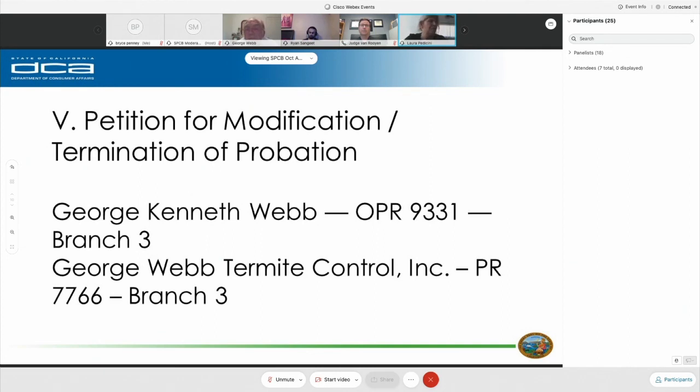Now, Mr. Webb, in your petition for modification / termination of probation, you indicated in attachment A several reasons why you felt it was warranted for you to get the relief that you're seeking and have your probation terminated. One of the things that you indicated was that your violation of the Structural Pest Control Act was not intentional, nor was it intended to deceive anyone, correct? Absolutely. Okay, but what would be different this time to ensure that you wouldn't overlook something once you're off probation?